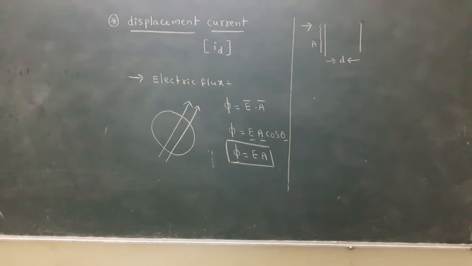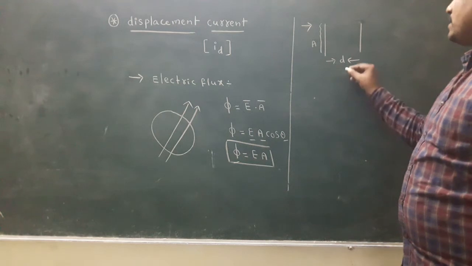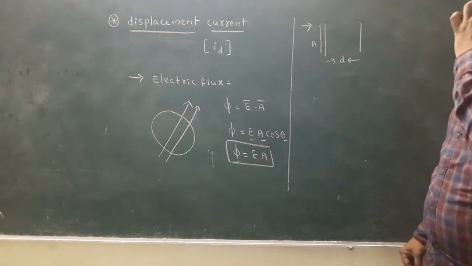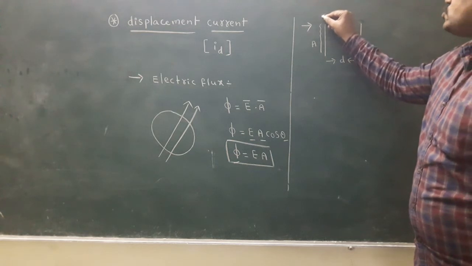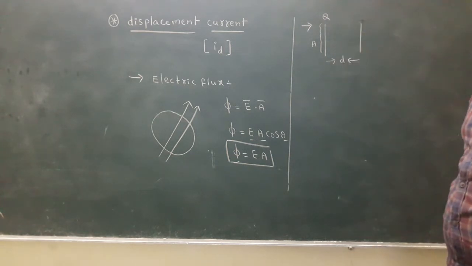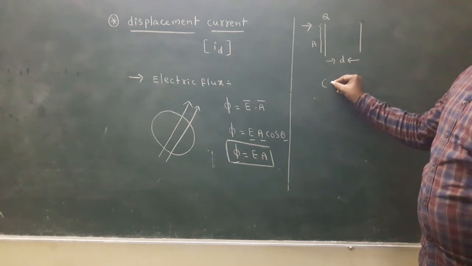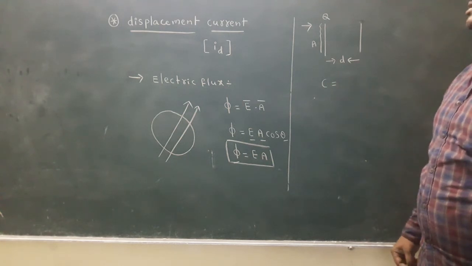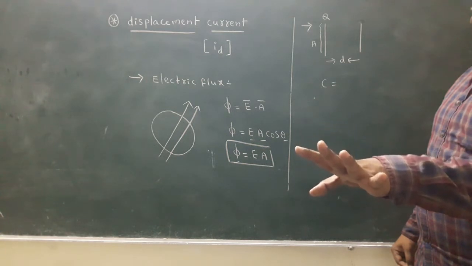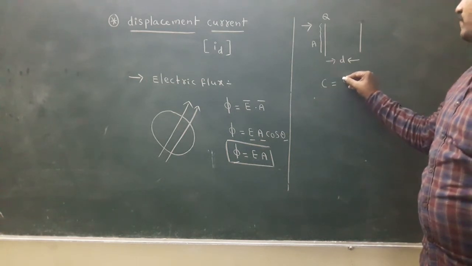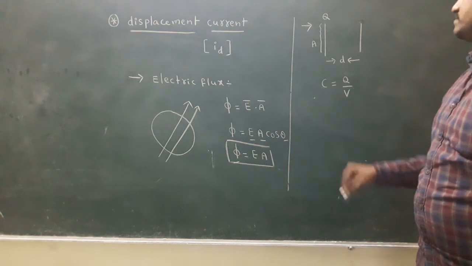What is the use of a capacitor? A capacitor is used to store charge. Each plate area is A. The distance between two plates is D. Here the charge on each plate is Q. In this situation, C indicates the capacitance of the capacitor. Here the formula is Q by V.